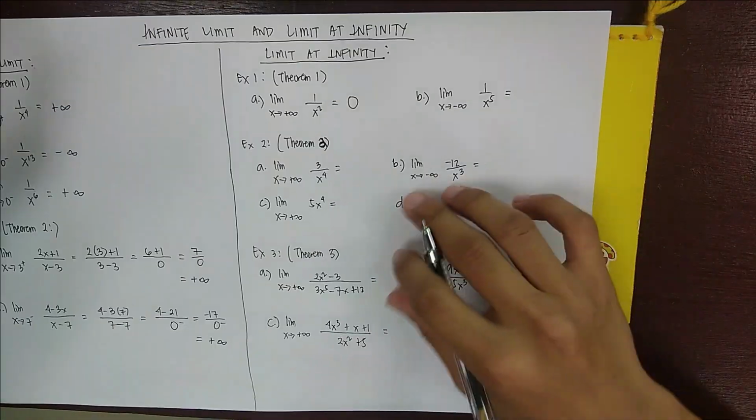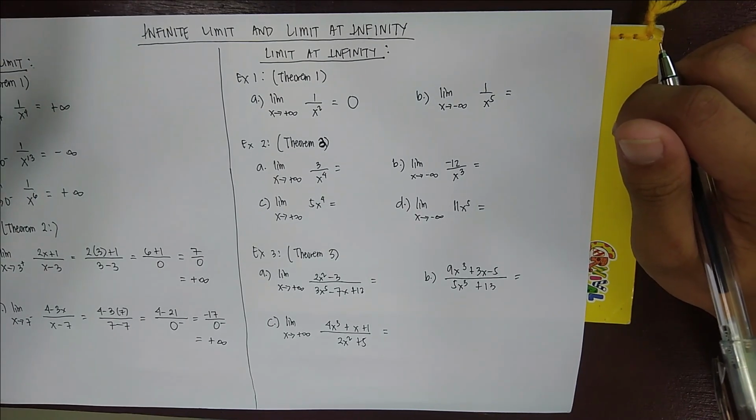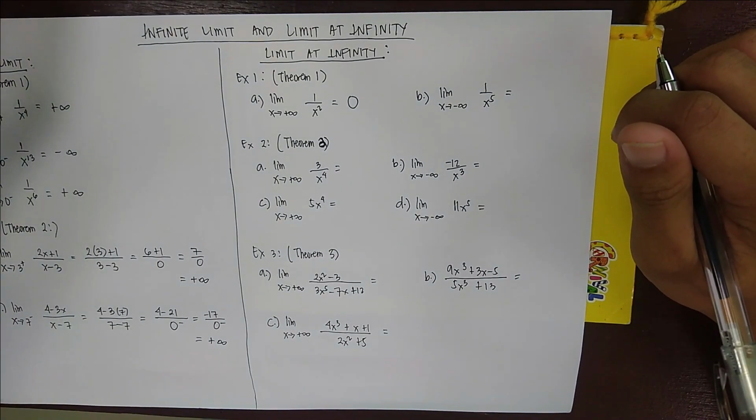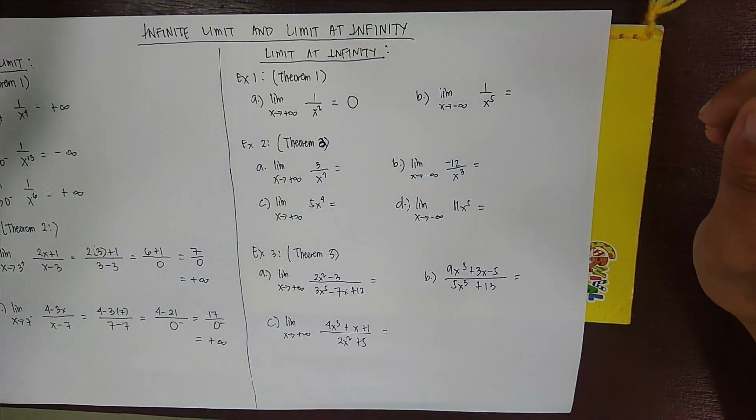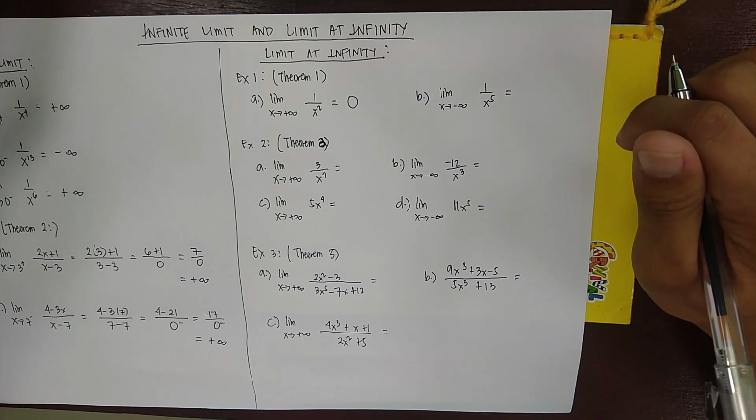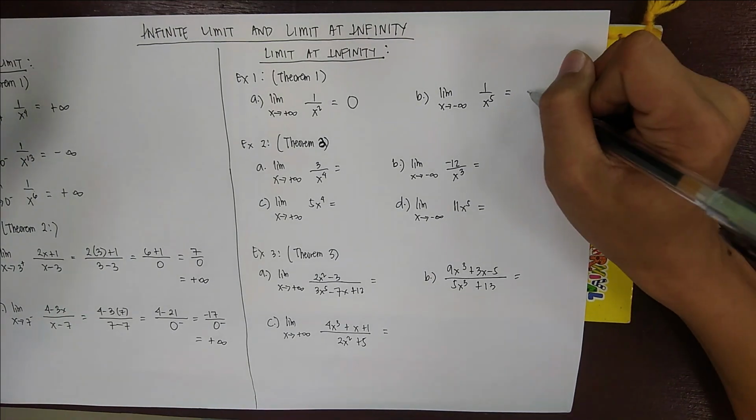So how about the second one? The limit of 1 over x to the power of 5 as x approaches negative infinity. By using the theorem, our answer is always 0.